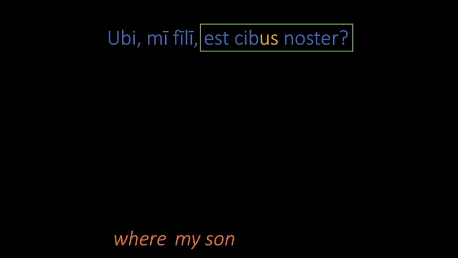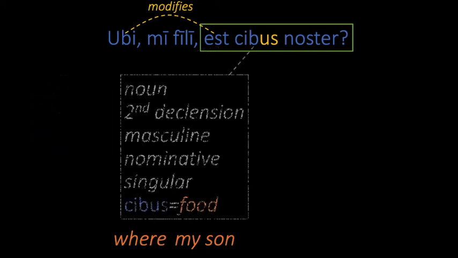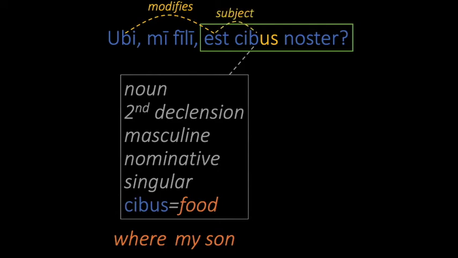Now we move on to est cibus noster. Est is the singular form of the verb to be, so it is translated with is and is modified by the adverb ubi. Cibus is a noun in the nominative singular. It is a subject of est, and it is from the base which means food.